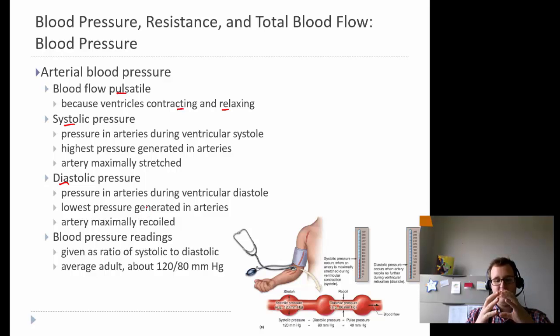So you can think about it as our arteries are stretched and then recoil, stretch and recoil. The greater the stretch and then recoil, the more flexible or pliable our arteries are. So the proper normal ratio is about 120/80.